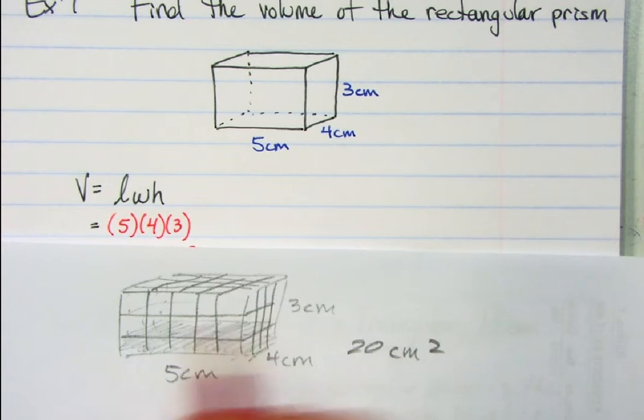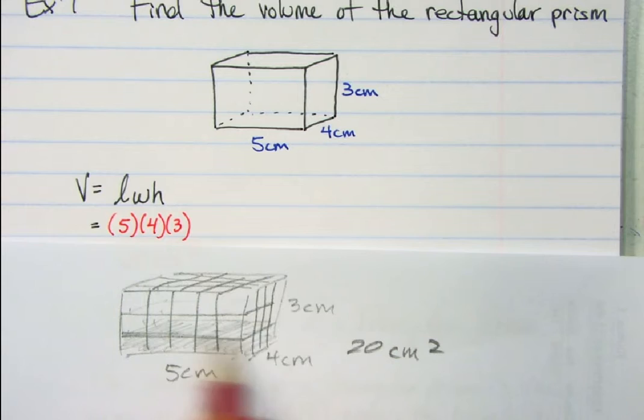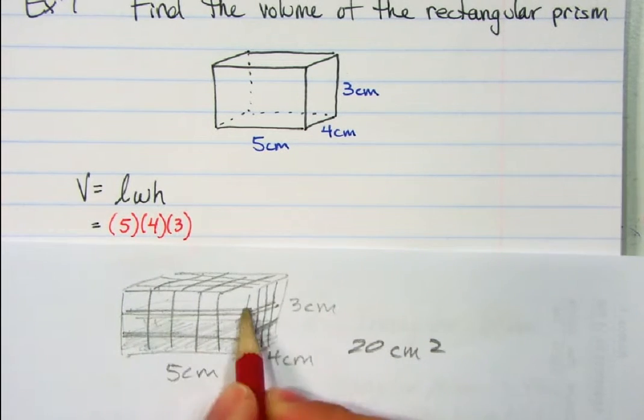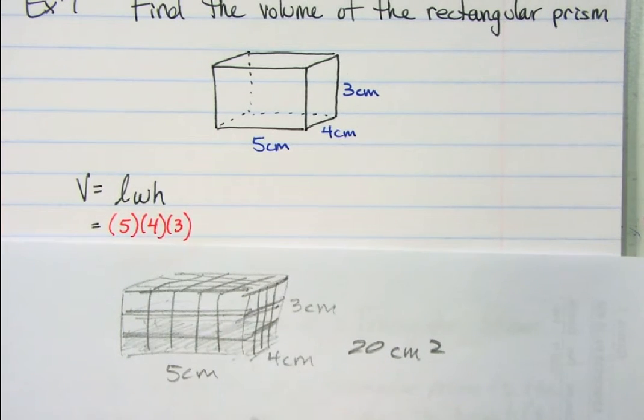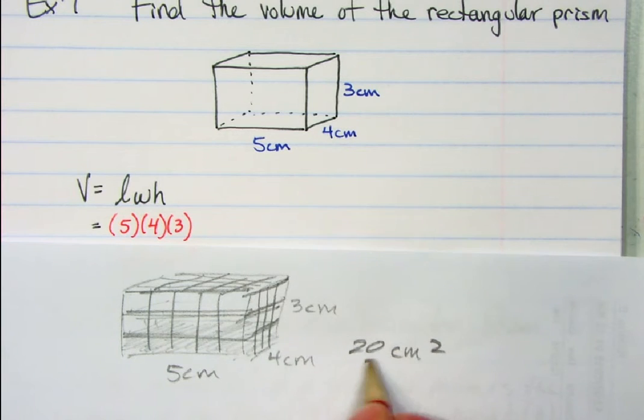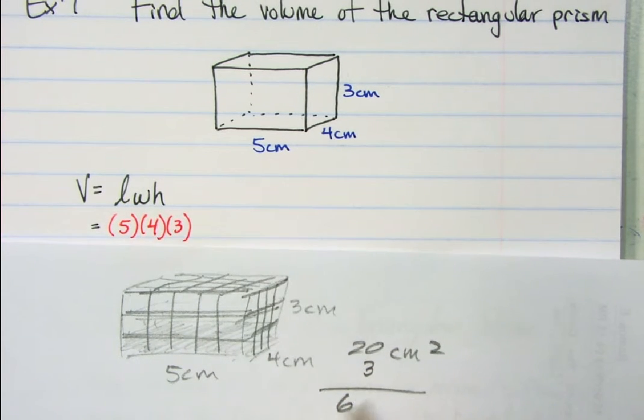But how many of those layers do I have? Well, I have that layer. Then I have a second layer here. And I have a third layer here. 3 layers. So that's why we multiply by 3. And we get 60 centimeters cubed.